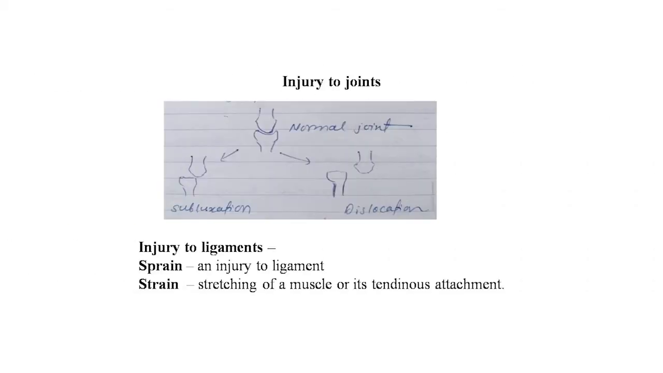Now, injury to the joints. Here is the image you can watch. There is a normal joint, and the second image showing the subluxation, slightly dislocated, and complete dislocation. The third image is showing the dislocation.